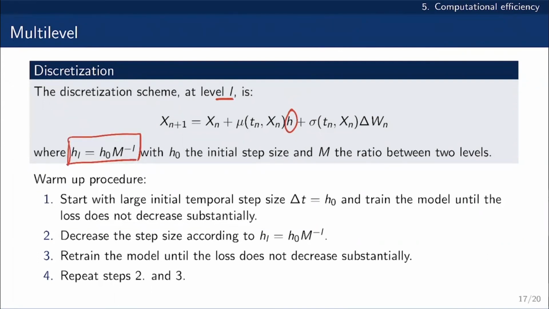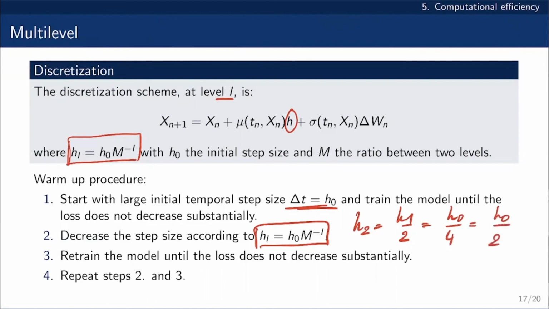What we do, basically, we start with very large time steps, h0, right? We train the model until the loss does not decrease substantially, okay? Then we refine the time steps by using this relation. So let's say m equals 2. You're going to have h2 equal to h1 divided by 2, equals h0 divided by 4, okay? Which is exactly h0 divided by 2 to the power 2, okay? Then you retrain the model until the loss does not decrease substantially. And then you repeat steps 2 and 3 until you get to the point you have the desired time step to solve your problem.